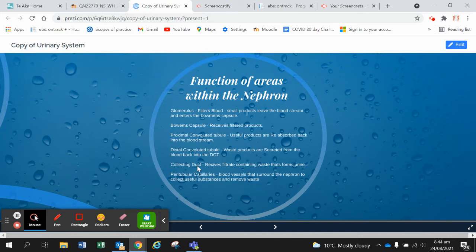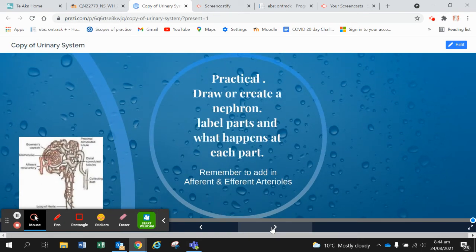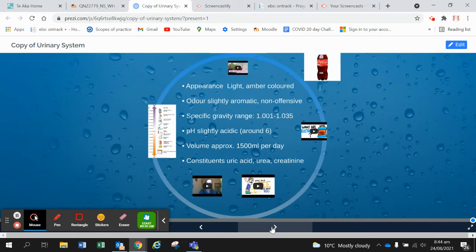Neat. Now, all those blood vessels you saw going in and around the nephron are called peritubular, peri meaning round, because they're going round the tubes, capillaries. So if you can understand that and listen to this little podcast a few times, that would be fantastic. There you go, some practical activities.